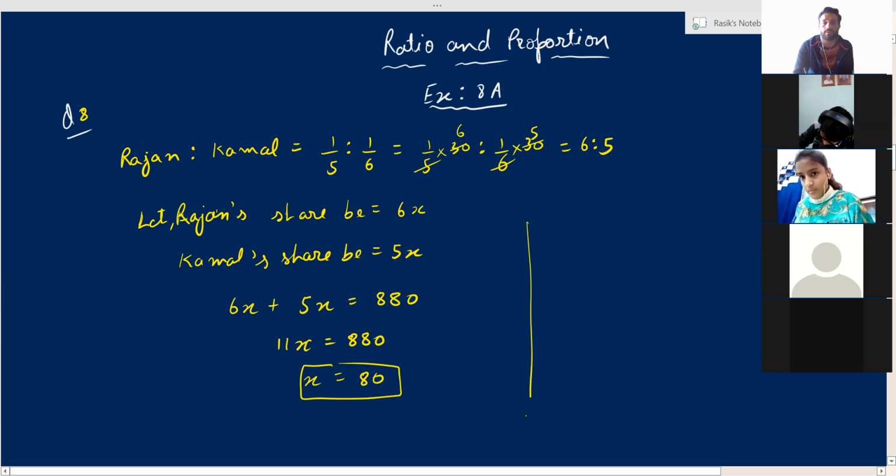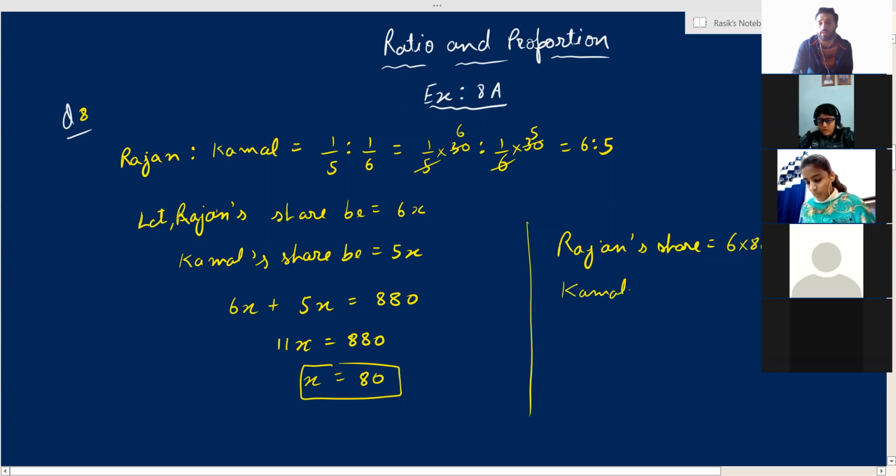Now, therefore, Rajan's share is 6 into 80. What do we get? We get rupees 480. And finally, Kamal's share. Have you all understood the question or not? 5 into 80. Yes, sir. 400.